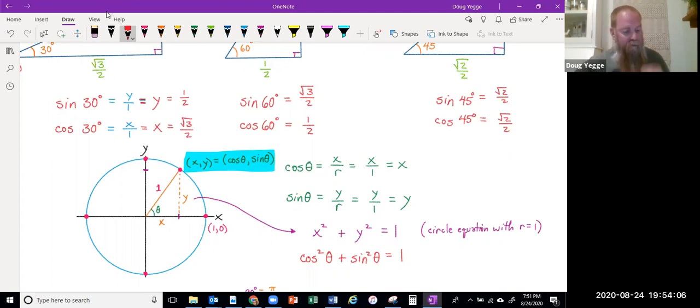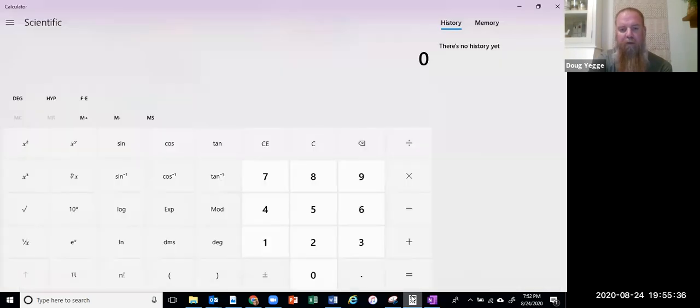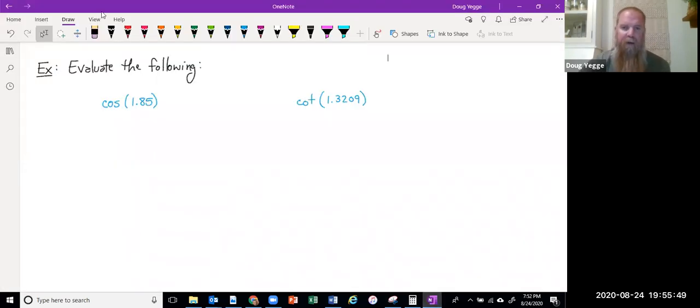So the last thing I'd like to do is just be able to use our calculator to find a few values. So let's try a couple of examples. So let's use our calculator to evaluate the following here. If we want to find cosine of 1.85, remember what we do. We go to our calculator, we punch in 1.85, and then we get cosine. And we get an answer of 0.99948. I'd like to look at that for a minute and see if this seems reasonable. Okay, 0.99948.